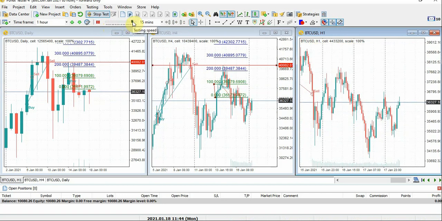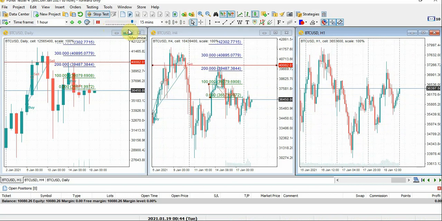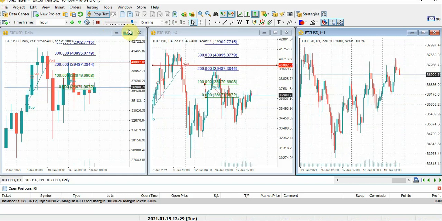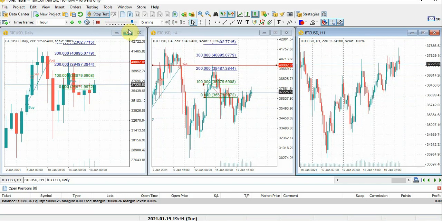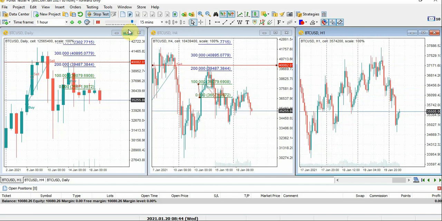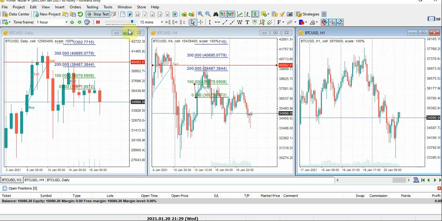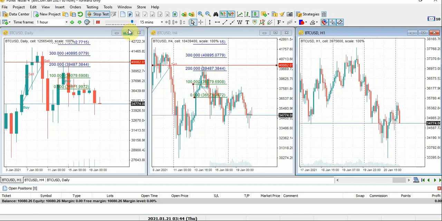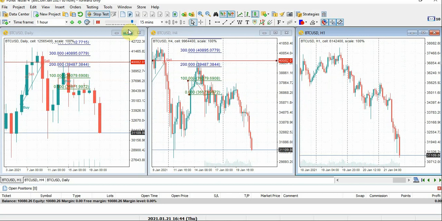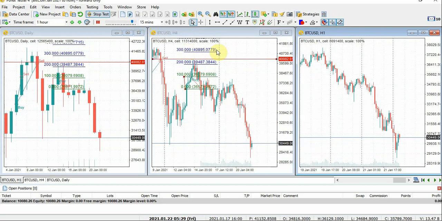Let's just accelerate this for a little bit. Nothing to be done here. We'll just watch Bitcoin trade. Okay, negative week.